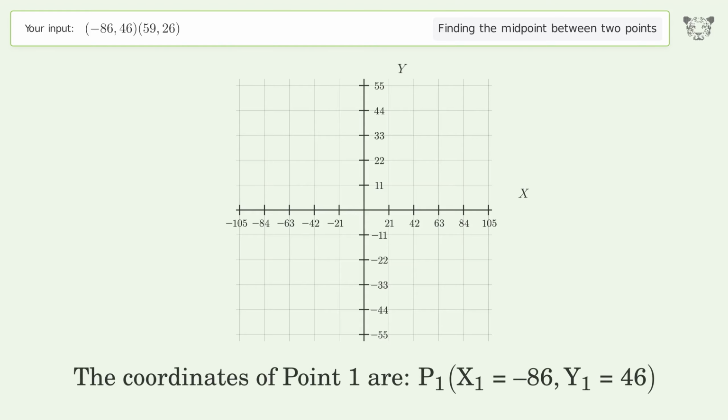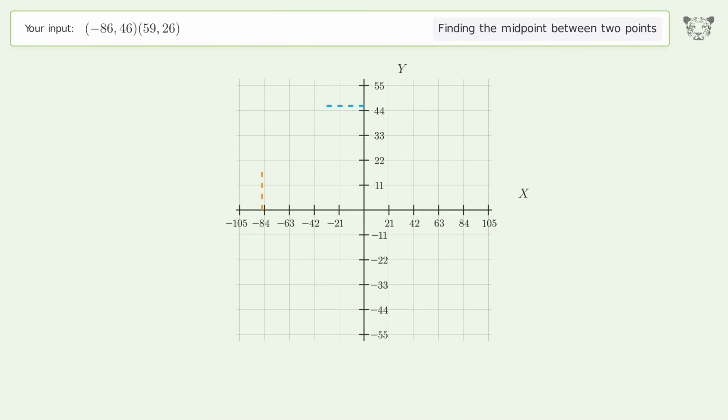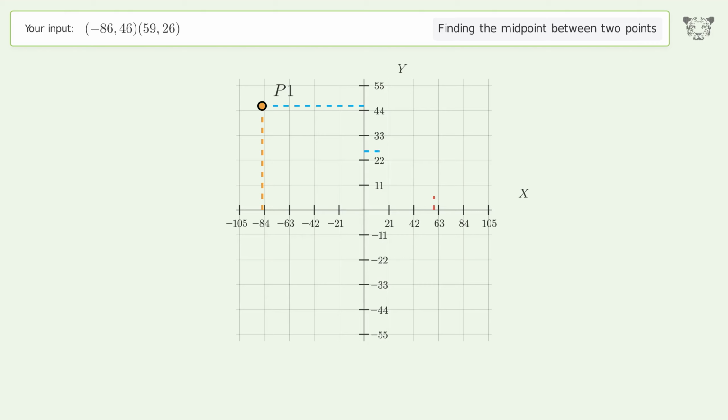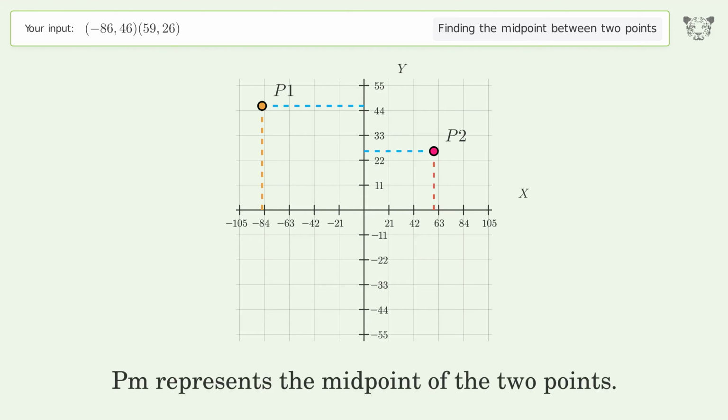The coordinates of point 1 are, x1 equals negative 86, y1 equals 46. The coordinates of point 2 are, x2 equals 59, y2 equals 26. PM represents the midpoint of the 2 points.